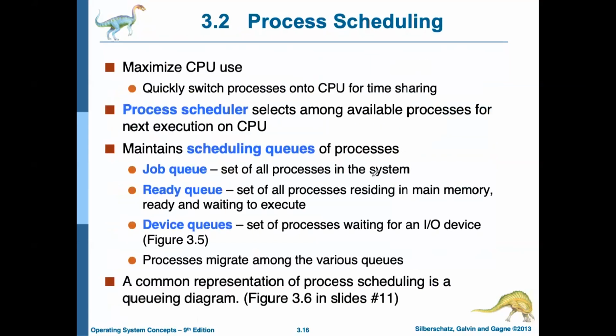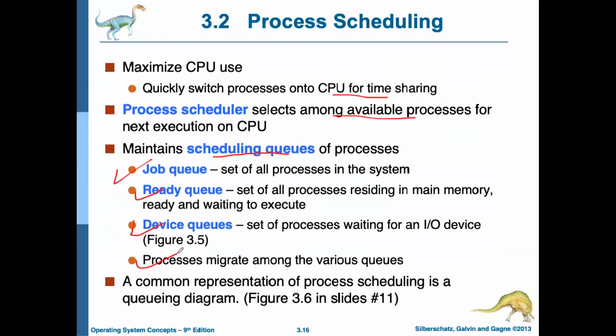Process scheduling: maximizing CPU use. Quickly switch processes onto the CPU for time sharing. The process scheduler selects among available processes for next execution on the CPU, and maintains scheduling queues of processes like the job queue, ready queue, and also device queues. Processes migrate among the various queues.